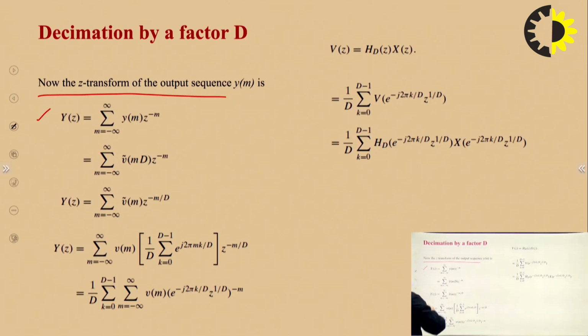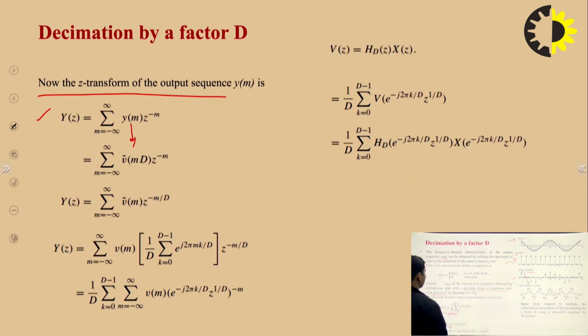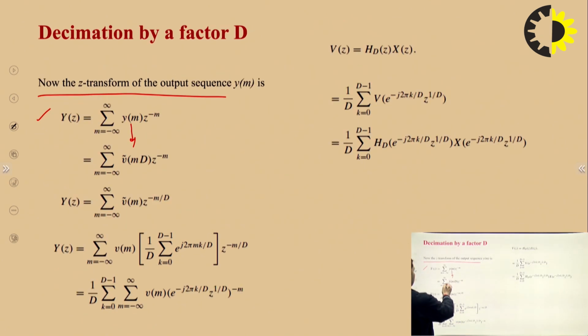So the definition of the Z transform is Y(z) equals the summation over m from minus infinity to infinity of y[m] times z raised to power minus m. What is the value of this y[m]? This one we have to put here: the summation over m from minus infinity to infinity of v cap[m] times d times z raised to power minus m. This equation will become like this.